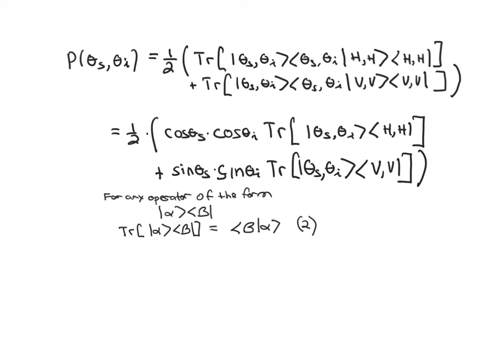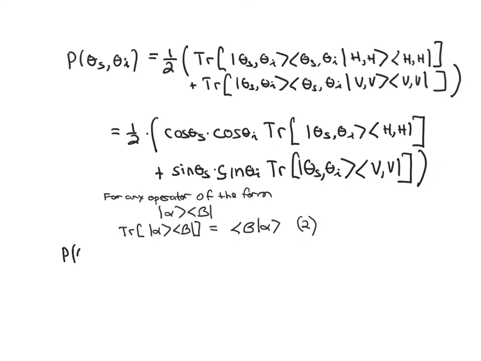And now I want to make use of a result from a previous slide, which I said we're going to make use of, which is that if you have any operator of this form and you take the trace of it, it simply becomes an inner product. So we'll notice that these traces here are of this form, so I can replace the traces by a simple inner product. So what are we left with?